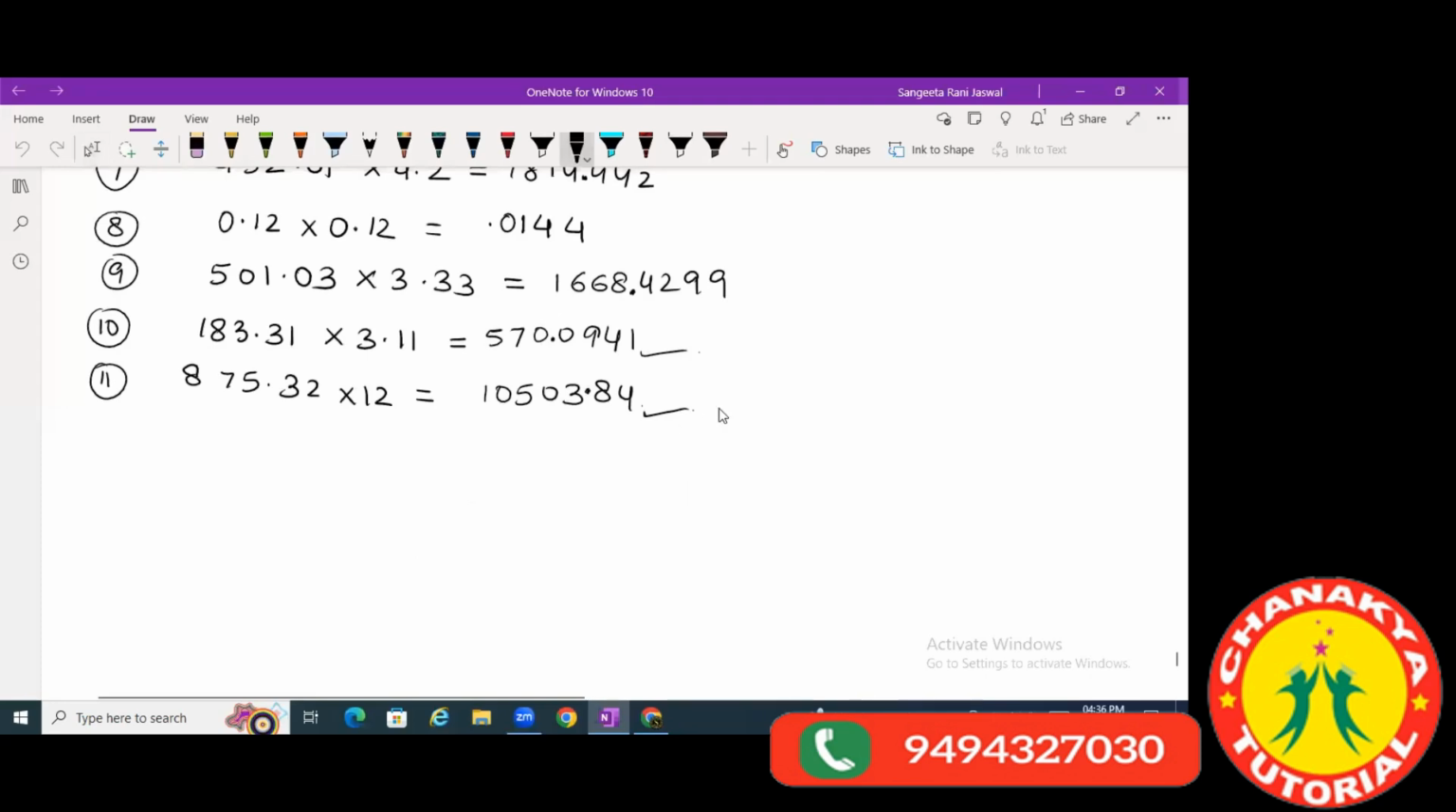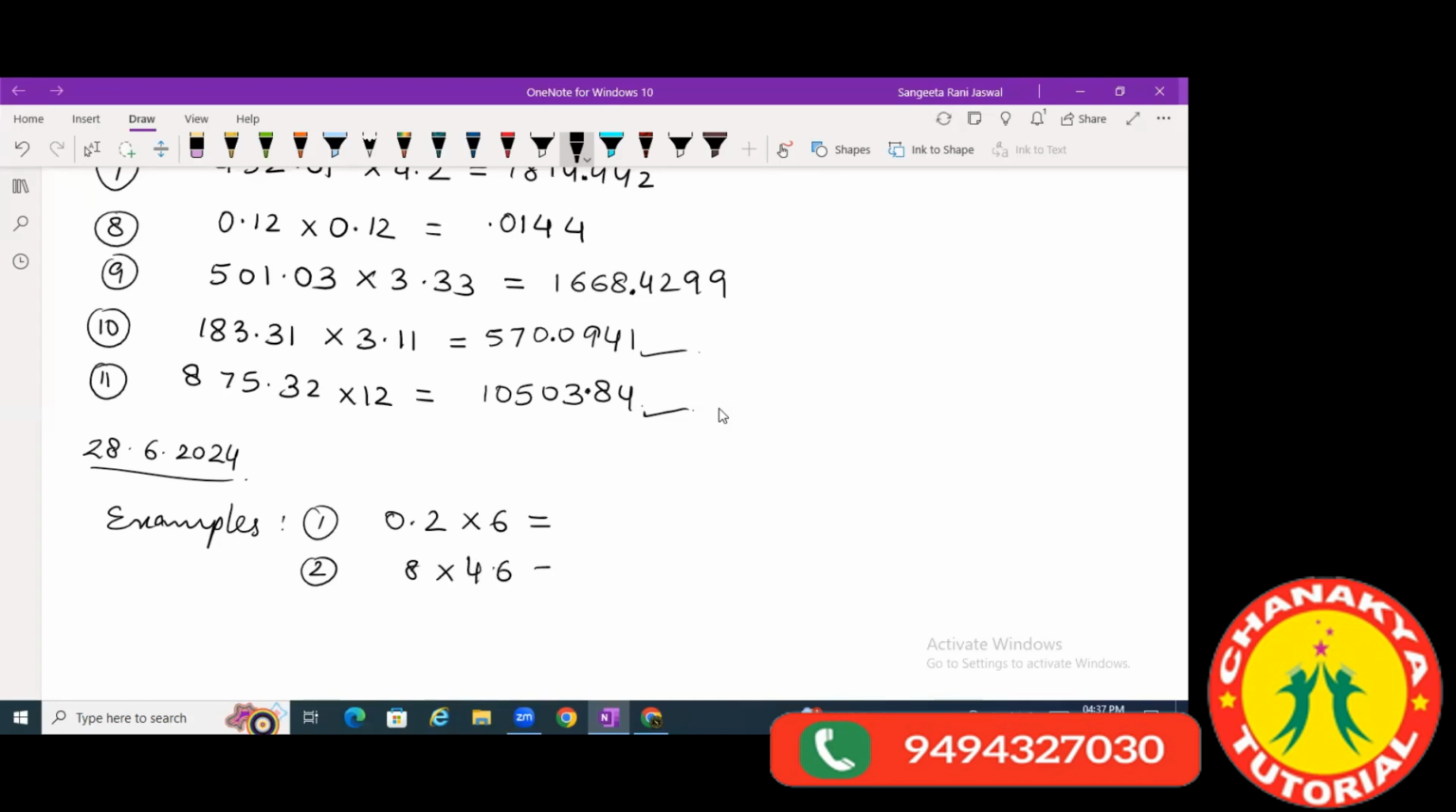Okay, so let's do some examples. Take 0.2 multiplied by 6. Please do it. Yes, one by one, I'll ask each one of you.